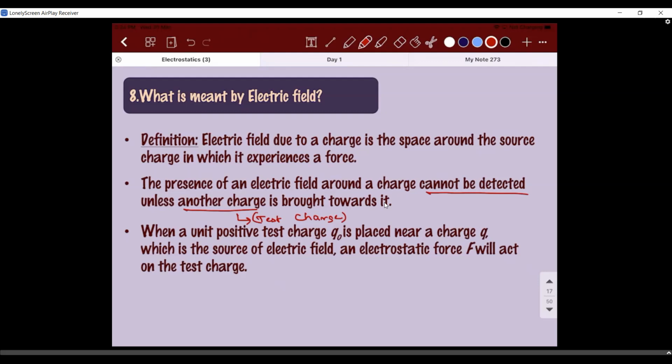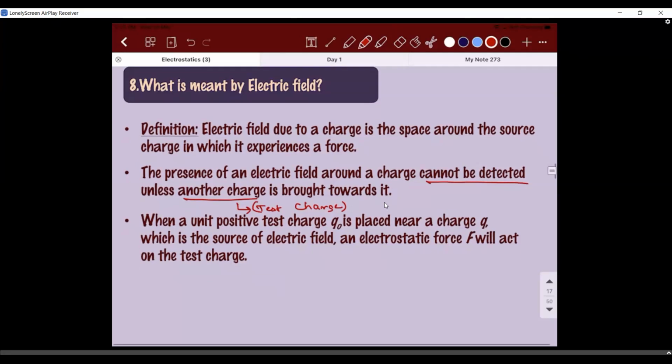So you can ask me, sir, can't I use a negative test charge? You can very well use it. But by default, if somebody tells you that I'm using a test charge to detect the presence of an electric field, what are they using by default? Positive charge only is what they are using. Okay. So a unit positive test charge, that is what they're mentioning here. A unit positive test charge, where unit is basically 1 unit, or a magnitude of 1. When a unit positive test charge Q0 is placed near the source charge Q, what will happen?